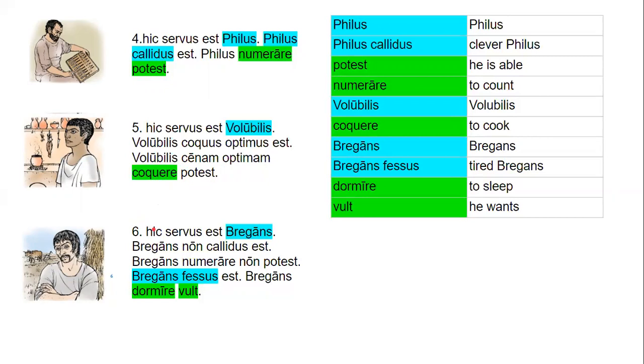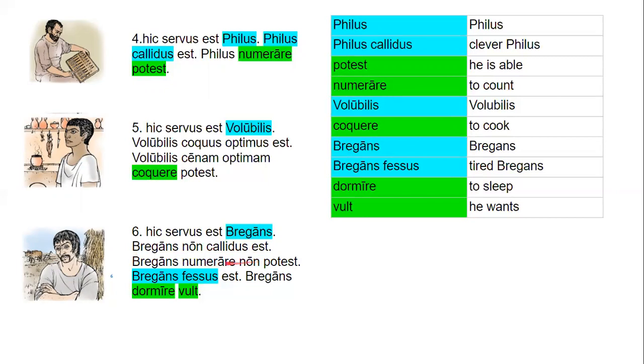We've got the last fellow right here: hic servus est Bregans. So this slave is Bregans. Bregans non calidus est. Non is an adverb. It's negating this. So Bregans is not clever. Right? I love Bregans. He's not the sharpest tool in the shed, which is why he doesn't do anything particularly special. What he does, well, we'll see what he can't do more of.